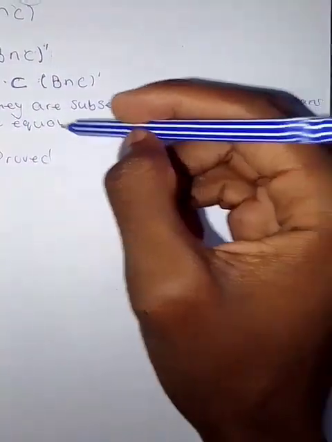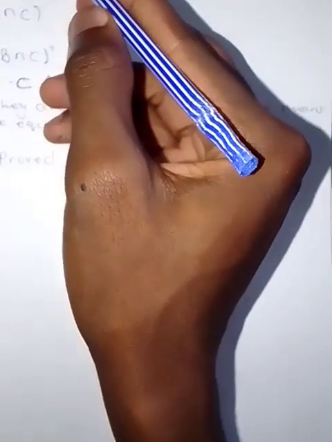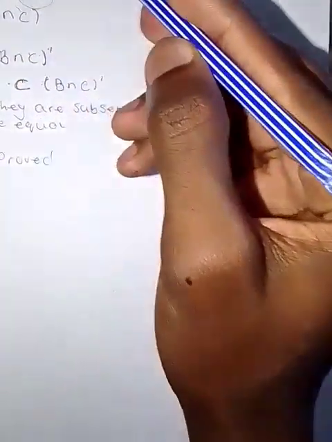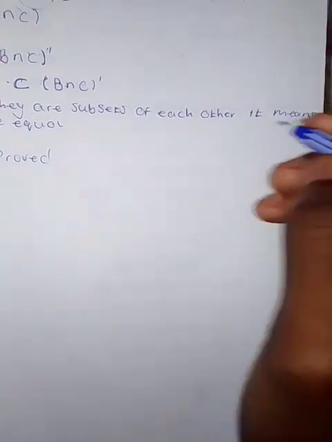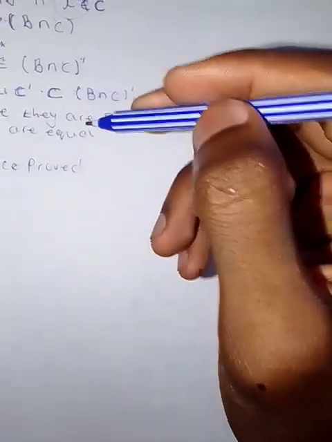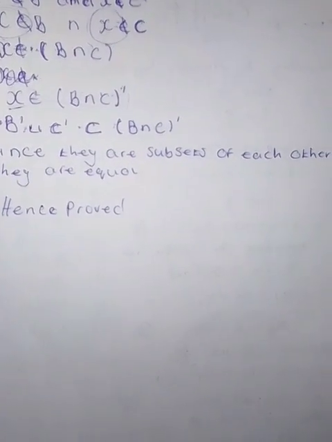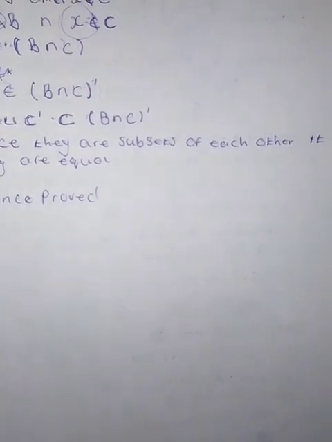If you want, you can say since the left hand side and the right hand side are subsets of each other, it means they are equal and it's proved. They just want you to show these two parts. So if you have been told to show or prove, you use this method. If they say show or prove, use the arbitrary method.